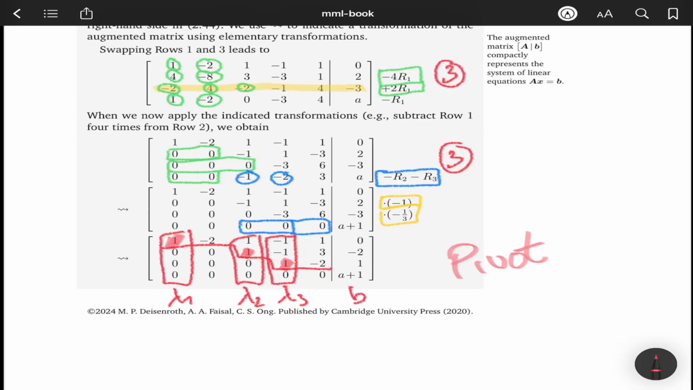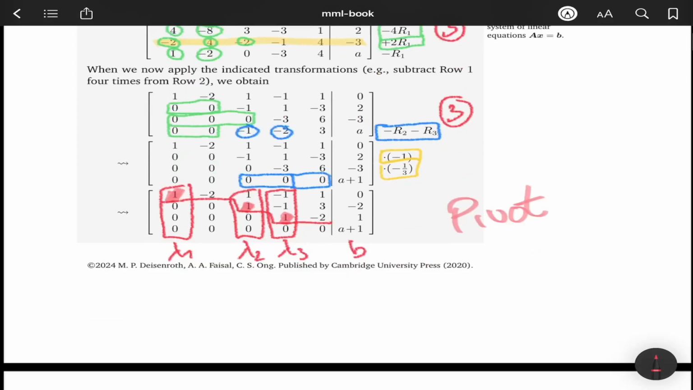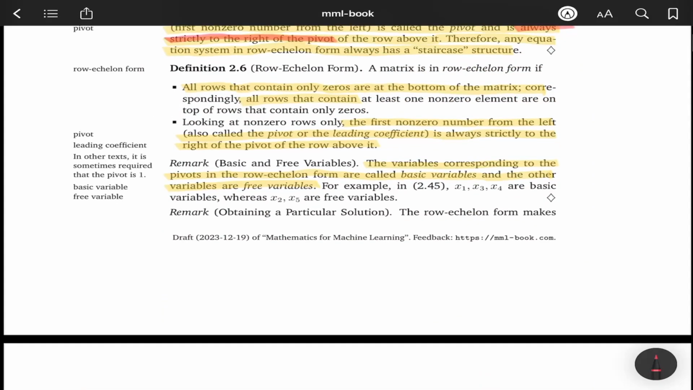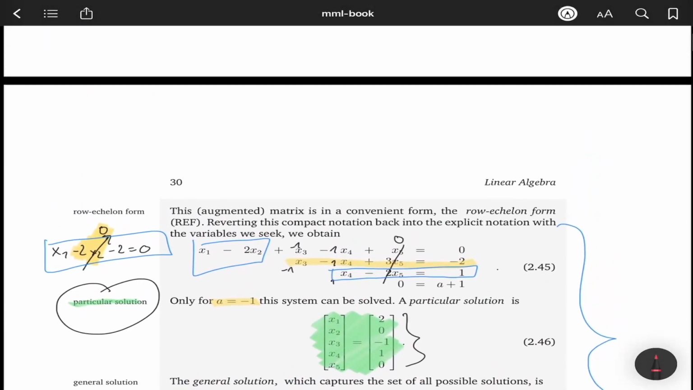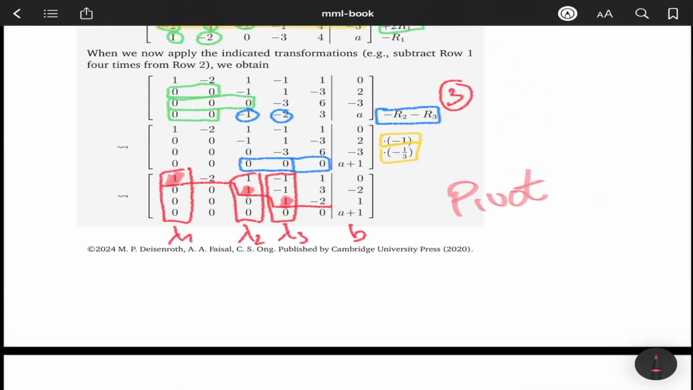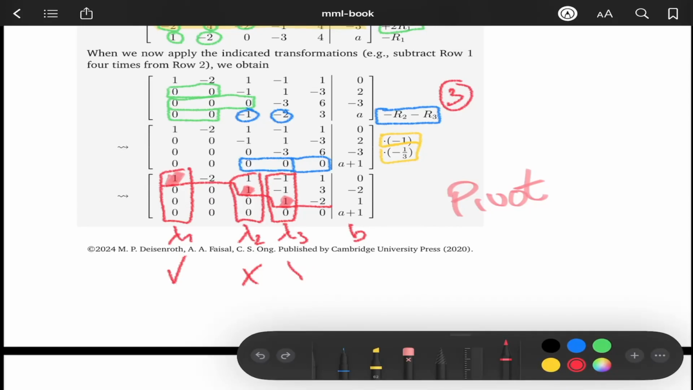In this case, we already have all the pivots are 1, but I don't see it in that definition. Also, we have the third point: the pivot is the only non-zero entry in the column. Here in our case, for the first column, that would be true. In the second column, it would be false. And the third one would be false too, because we have a pivot, which is 1, but there are also different, non-zero entries.